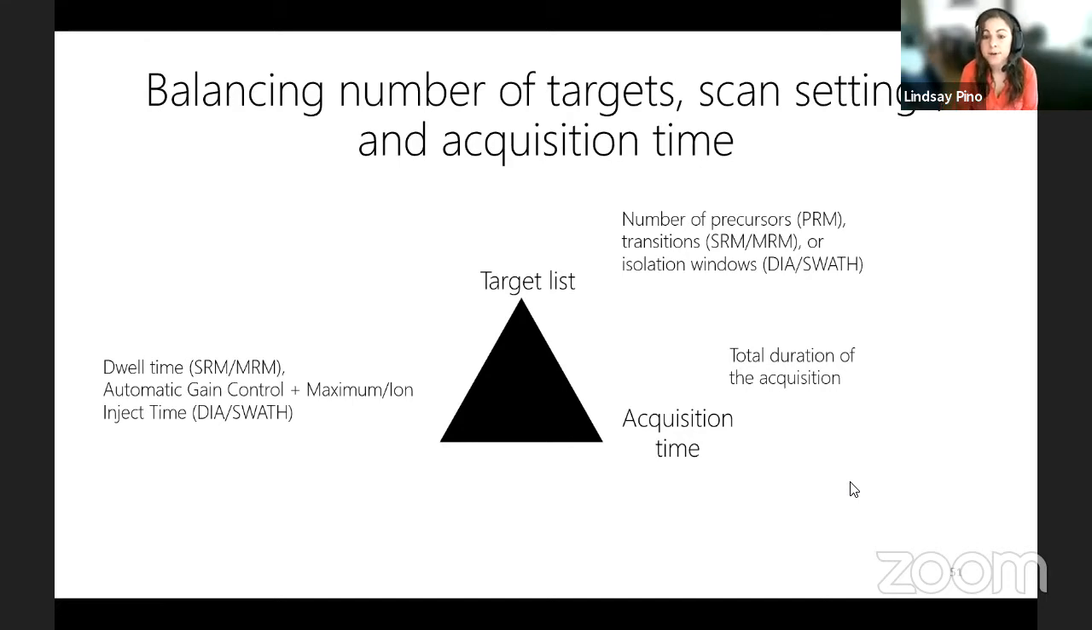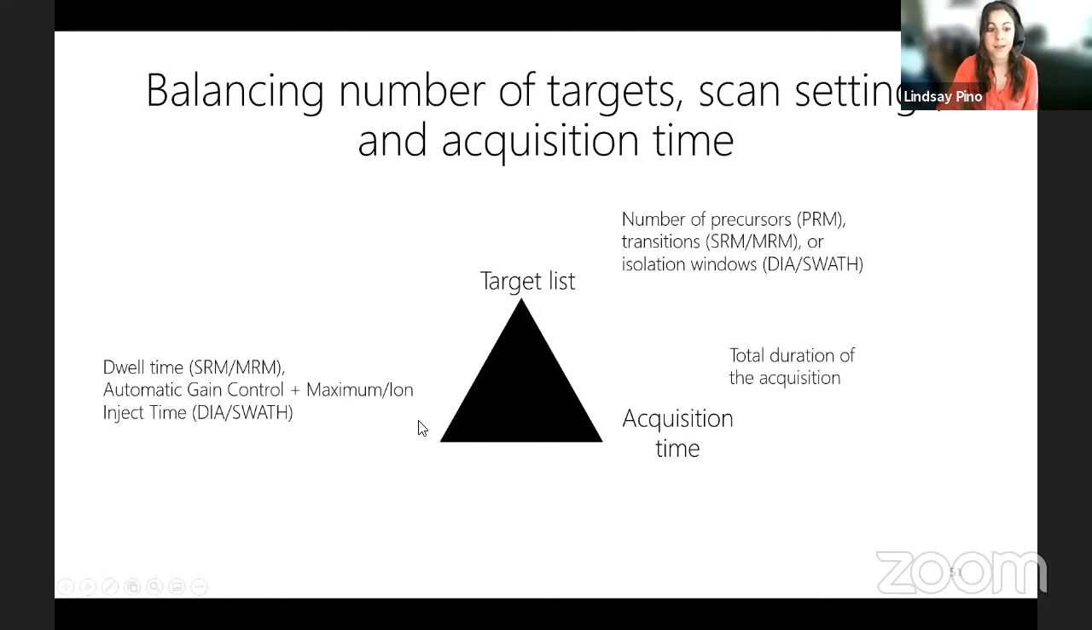So the target list refers, in parallel reaction monitoring, to the number of precursors that you want to measure. If you were doing SRM or MRM on a triple quad, that would be the number of transitions. For DIA, like Brian's going to talk about next, this is the total number of isolation windows that you're going to use to tile across the precursor range. The acquisition time is the total duration of the acquisition. Commonly in academic mass spectrometry experiments, this is like a 90-minute experiment, but for clinical mass spectrometry proteomics, it is on the scale of less than 10 minutes.